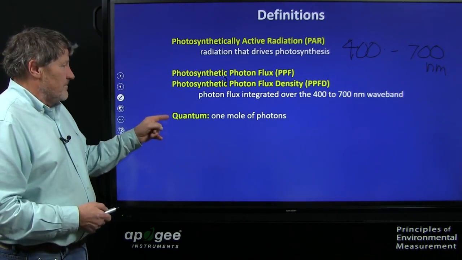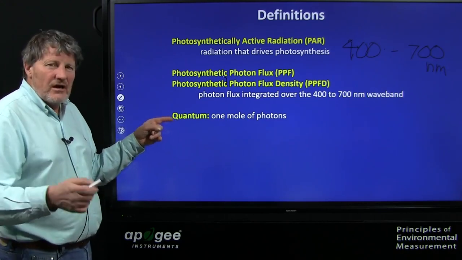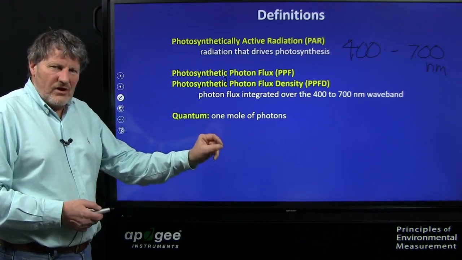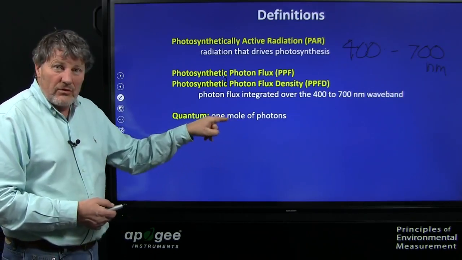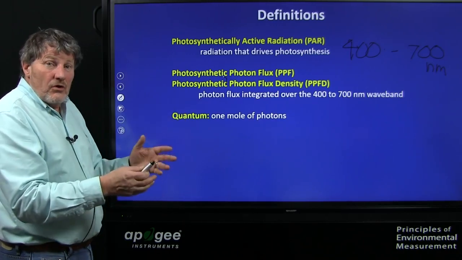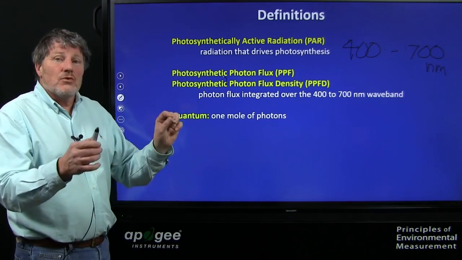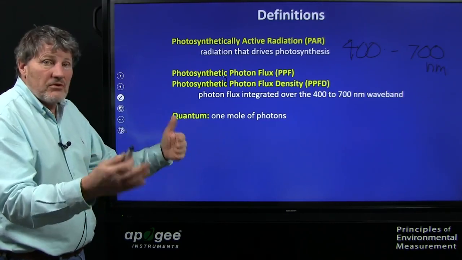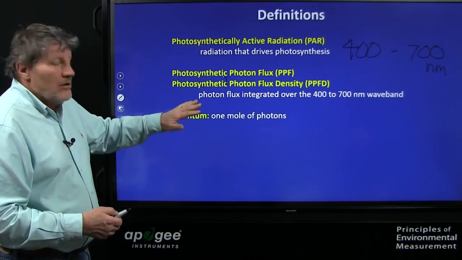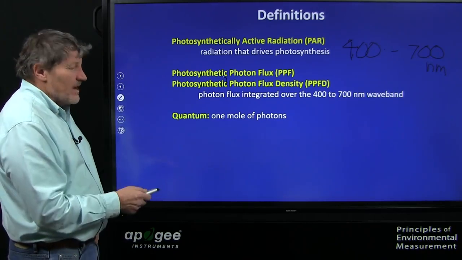So we get then to what's a quantum, and this gets back to Einstein and quantum physics. A quantum is a mole of photons, and this mole is Avogadro's number of photons. So it's these particles coming in, and we know from the Stark-Einstein law that one photon excites one electron, and that's the first step in photosynthesis. So we're really interested in measuring with these moles of photons, and that's what the sensors measure, and we'll talk about that in the next slide.